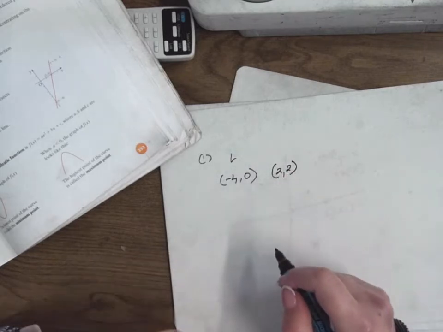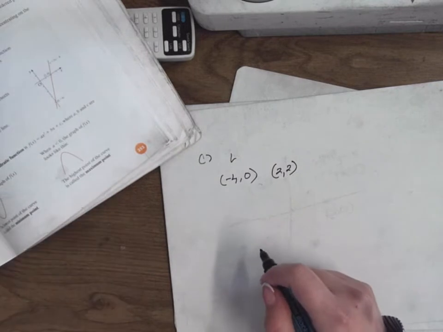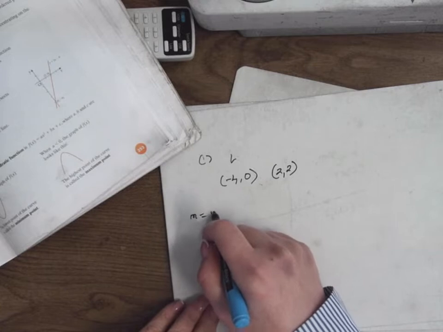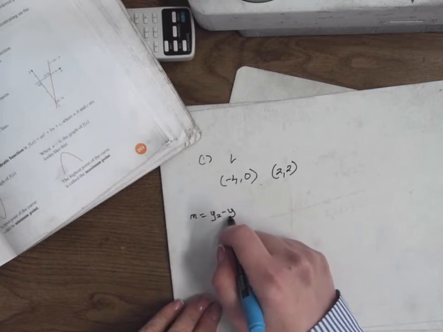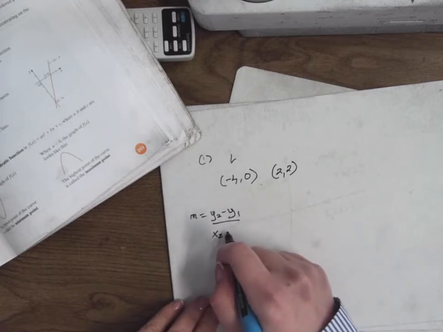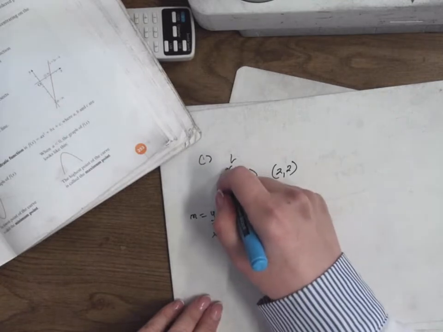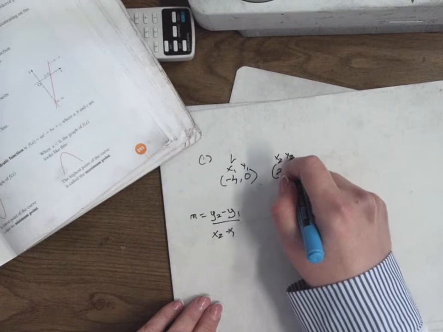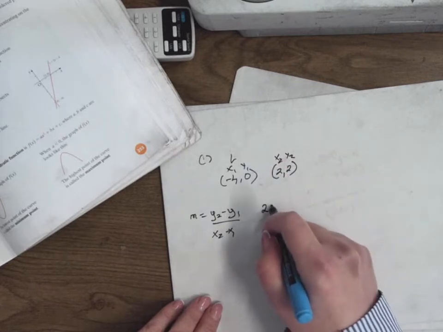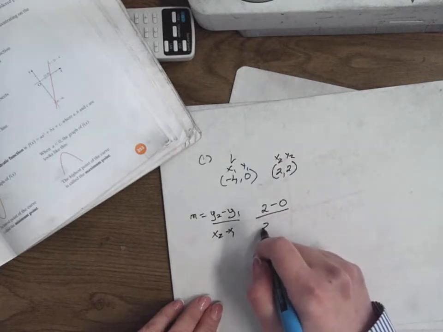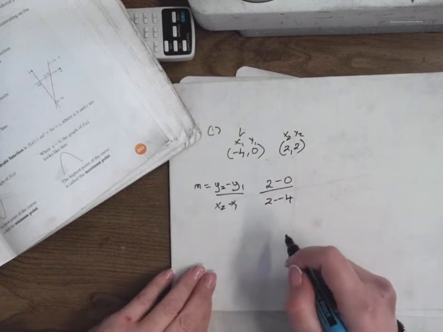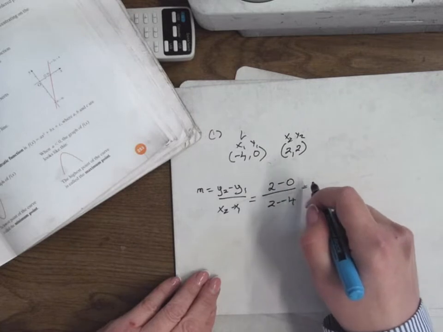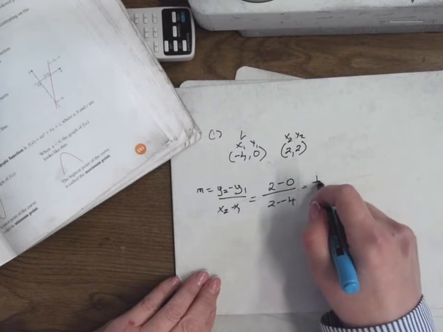So you have to get the equation of the line, so before you get the equation of the line, you have to get the slope of the line. The slope formula is y2 minus y1 all over x2 minus x1. So this is x1, y1, x2, y2. So that's 2 minus 0 all over 2 minus minus 4. Tidy that up, cancel it down. It's 2 plus 4, 2 over 6, 1/3.